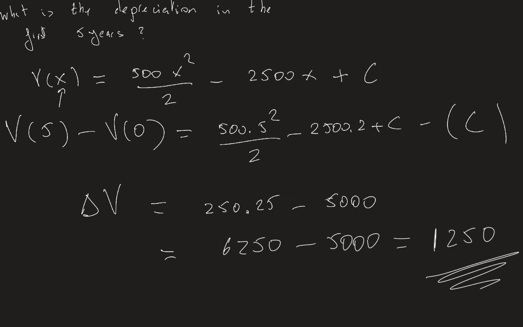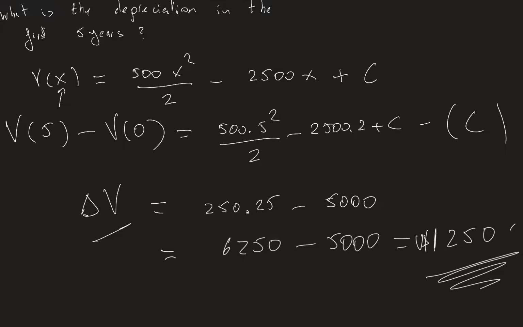So the change in the value of the machine is 1,250. Can you know what is the value of the machine? No. You cannot know from the problem what the value is. You know that the change in the value is $1,250, so it depreciates this amount. If the machine costs $100,000, now after 5 years it will cost $100,000 minus 1,250.